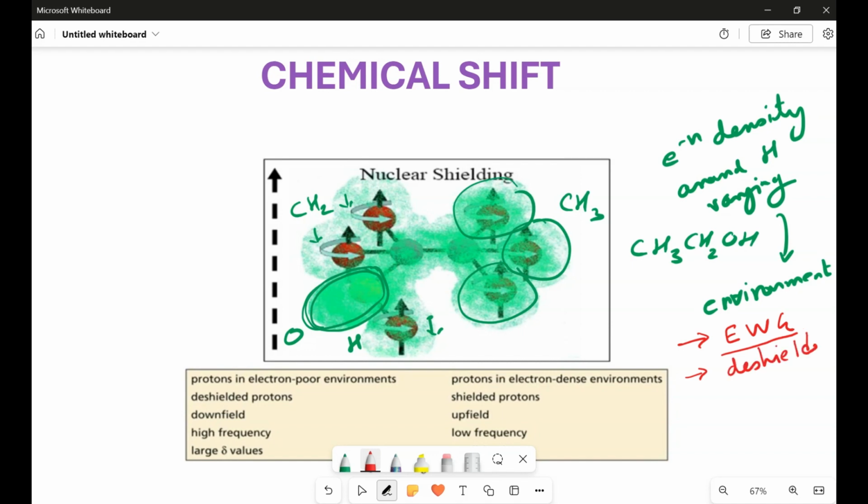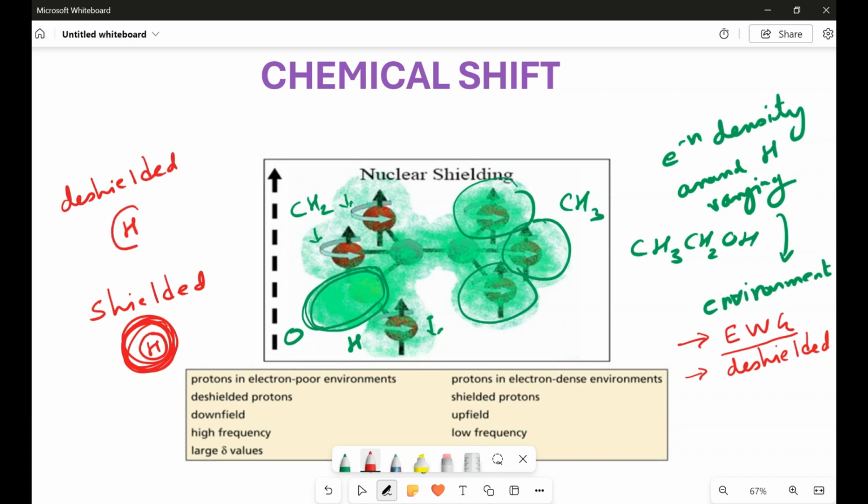So here we bring in the concept of shielding and de-shielding. If I say shielded, the hydrogens are having rich electrons around them. If I say the hydrogens are de-shielded, that shows that the nucleus has less number of electrons around them. So de-shielded nuclei and shielded nuclei. The electrons are shielding the protons. In this particular case, ethanol, you can see that the hydrogens of the CH2 are having less electrons around them compared to the hydrogens of the methyl.